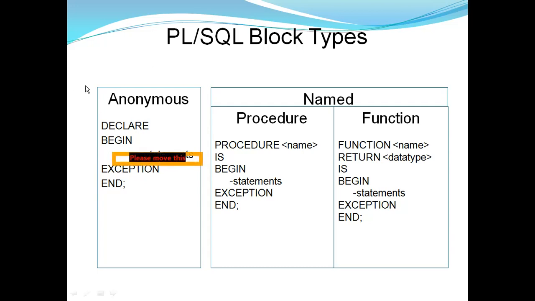In an anonymous block, we start with DECLARE, then BEGIN, EXCEPTION, and END. So DECLARE is where you define the declaration section. Here you can declare everything you want to use in your block. Any declaration will be done in the declaration part. BEGIN indicates that your executable part has started, and there you write your logic.